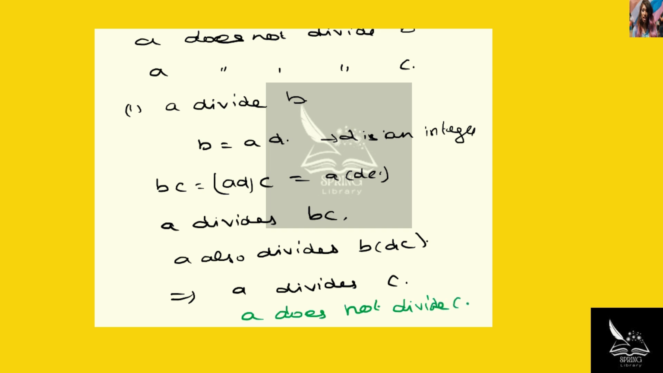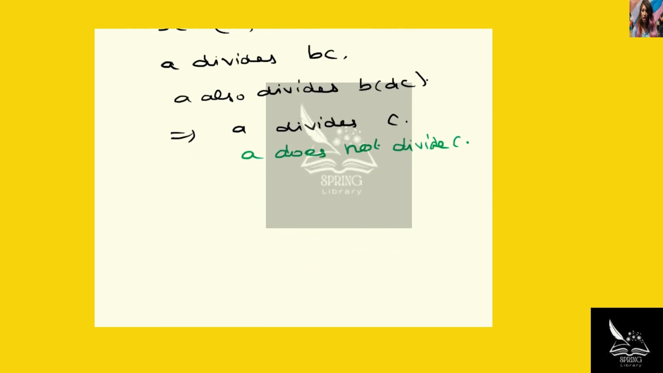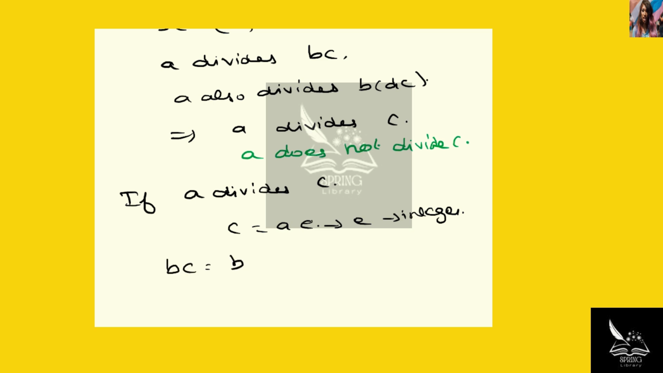Now let us assume the second case, if A divides C. Then similarly it can be expressed as C equals AE, where E is an integer. Now consider BC, which can be written as B times AE. So this is again written as BA times E.